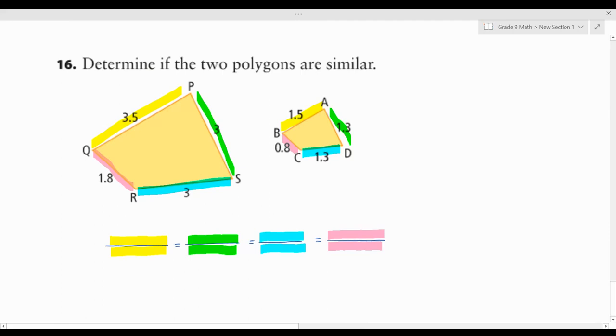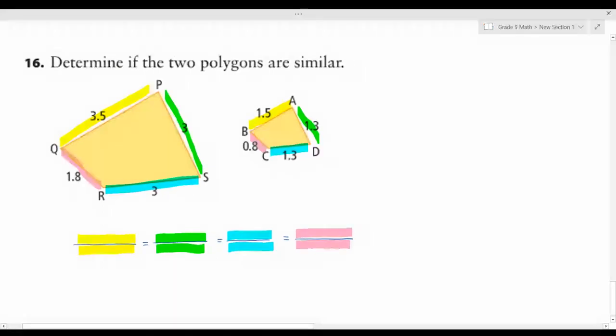Okay, question 16. This one is: determine if the two polynomials are similar. Different question than the last two because now we have a polygon, not a triangle. This was tied to section 4.4. It has the exact same characteristics though. If they're supposed to be similar, your angles have to be equal. So corresponding angles have to be equal and the corresponding sides have to be proportionate to each other.